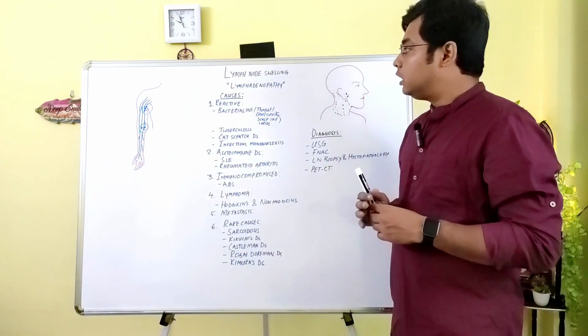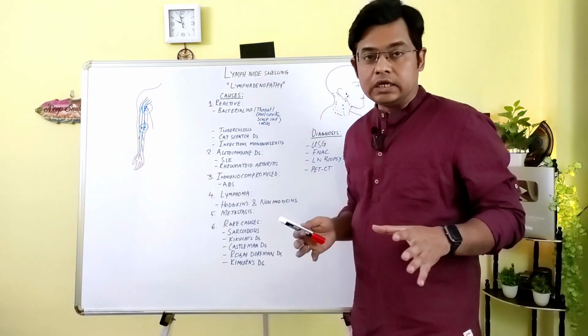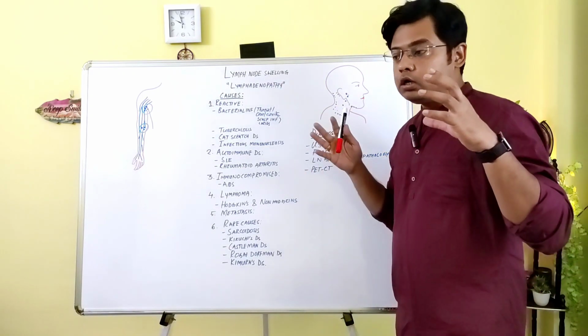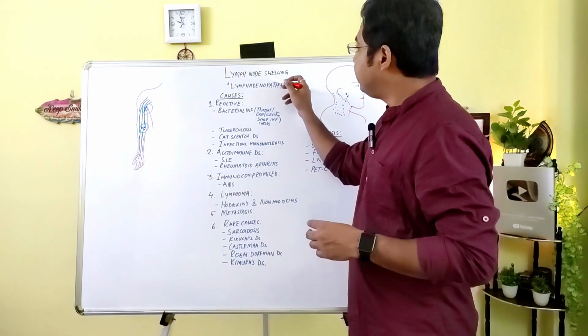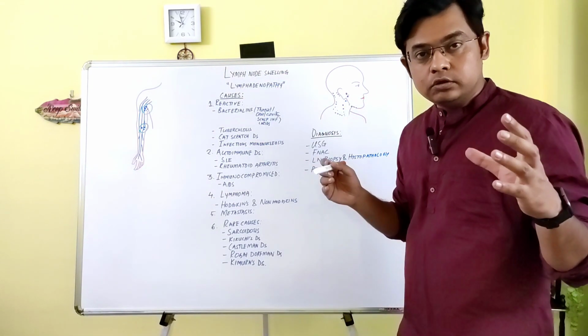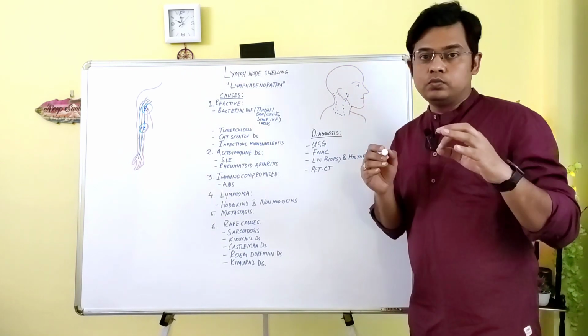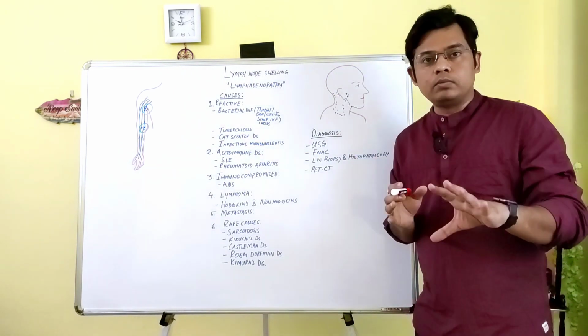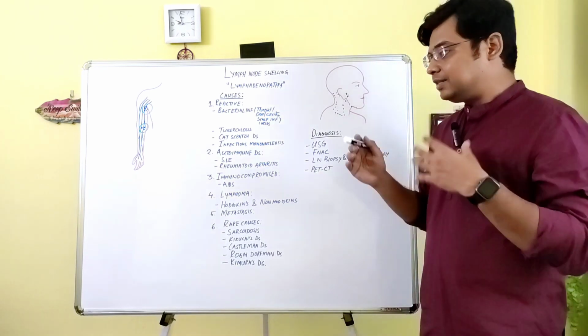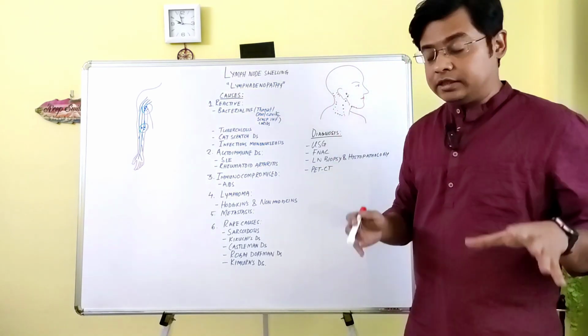And today I'll discuss lymph node swellings. Commonly we say lymphadenopathy to indicate any lymph node swelling. So any lymph node which is larger in size and abnormal in consistency, that is known as lymphadenopathy.